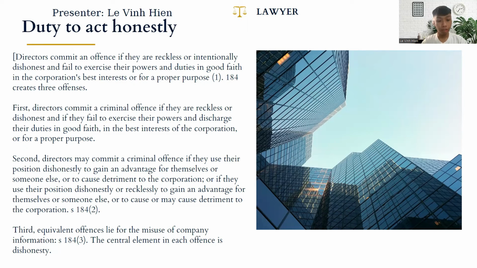Second, the director may commit a criminal offense if they use their position dishonestly to gain an advantage for themselves or someone else, or to cause detriment to the corporation, or if they use their position dishonestly or recklessly to gain an advantage for themselves or someone else, or to cause or may cause detriment to the corporation under Section 184. Thus, the equivalent offense also lies for the misuse of company information under Section 184. The central element in it often is dishonesty.